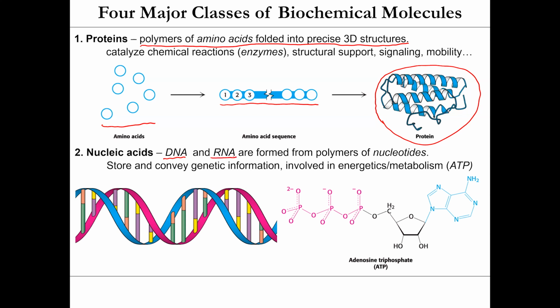Our DNA and RNA are basically polymers of nucleotides, which are nucleic acids. The function you're most familiar with is probably in the form of DNA. Here we have a depiction of a DNA double helix, which is, again, a polymer of nucleic acids. DNA stores and conveys genetic information. But nucleic acids also do other things in your body, including being involved in energetics and metabolism. So you have a molecule here of ATP, which I mentioned is the major source of energy in your body.